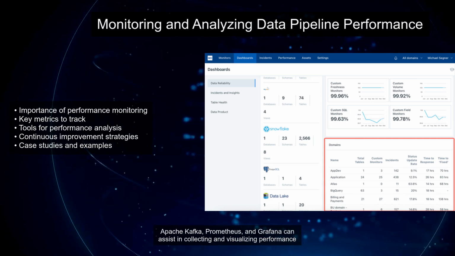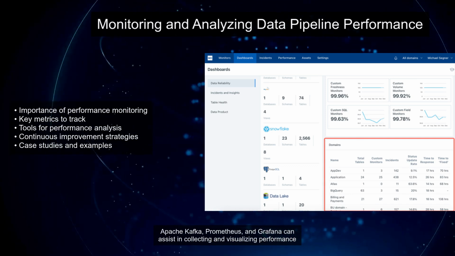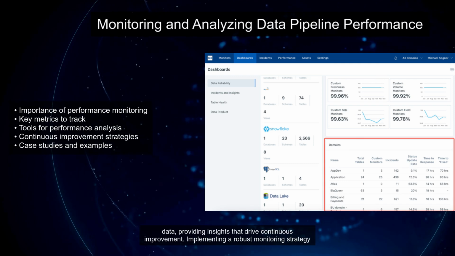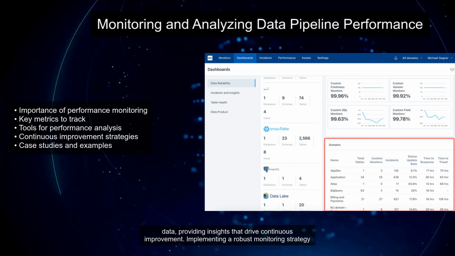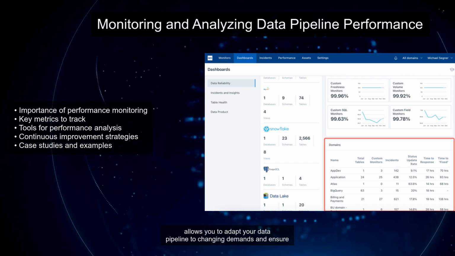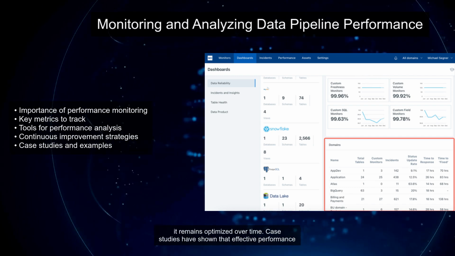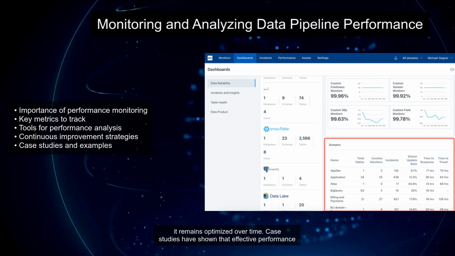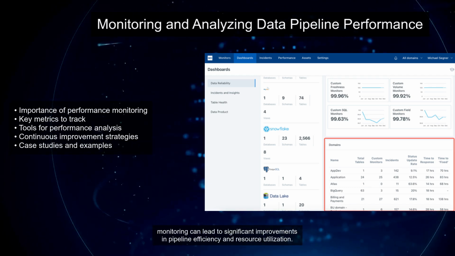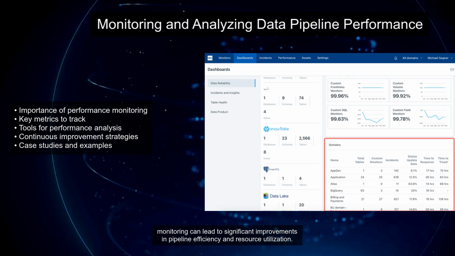Tools like Apache Kafka, Prometheus, and Grafana can assist in collecting and visualizing performance data, providing insights that drive continuous improvement. Implementing a robust monitoring strategy allows you to adapt your data pipeline to changing demands and ensure it remains optimized over time. Case studies have shown that effective performance monitoring can lead to significant improvements in pipeline efficiency and resource utilization.